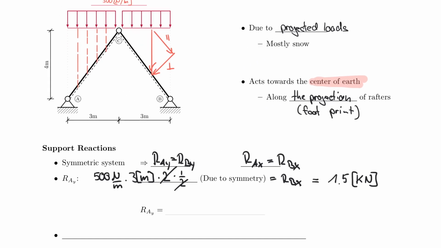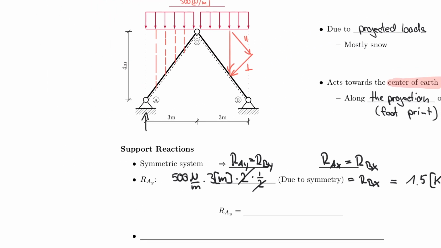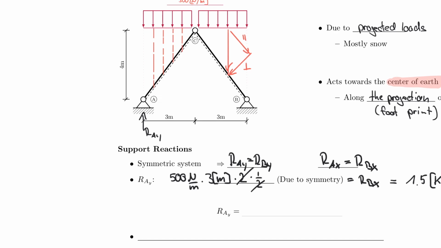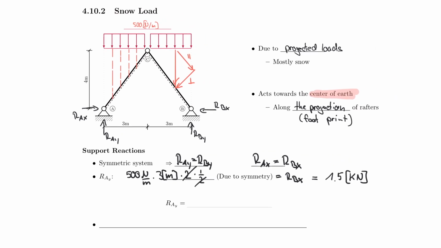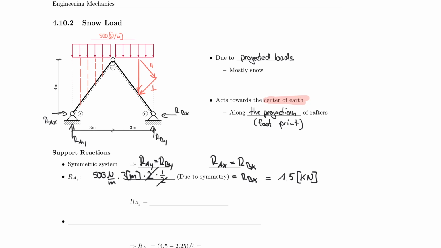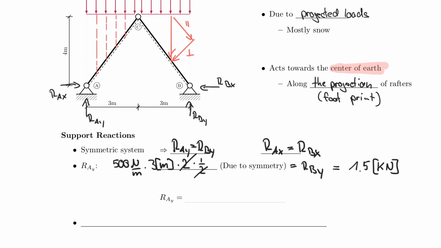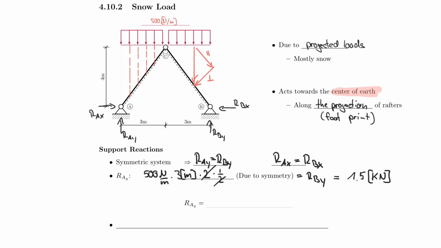So now we have the same problem as before. We have two support reactions, right? RAY, RBY, and we also have RAX and RBX. And RAY and RBY we just calculated. So I actually made a mistake here. Let me fix that. So this is not RBX, it should be RBY. RBY, that's the vertical load. And so now I can calculate RAX, which is pretty much done with a similar method as before.